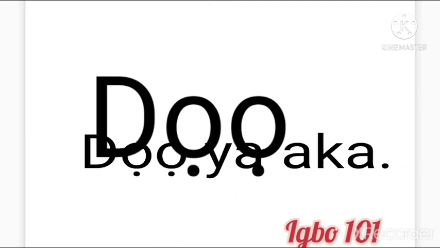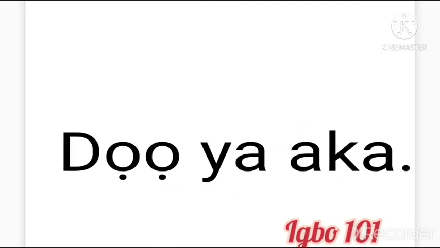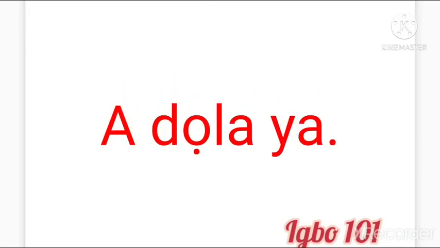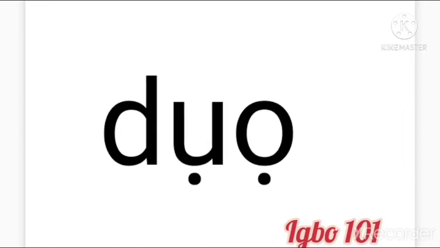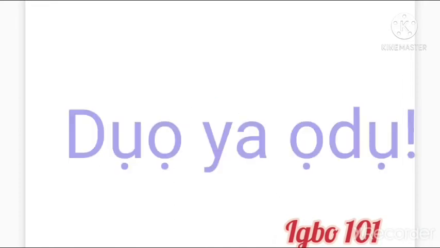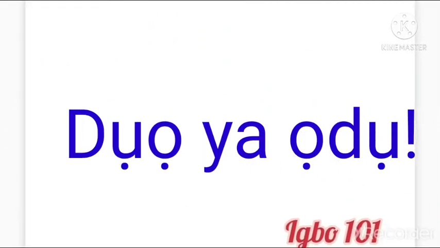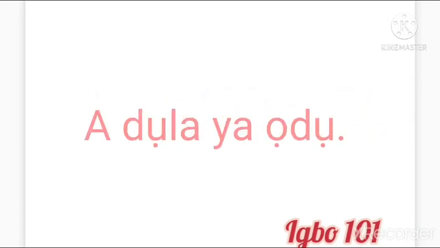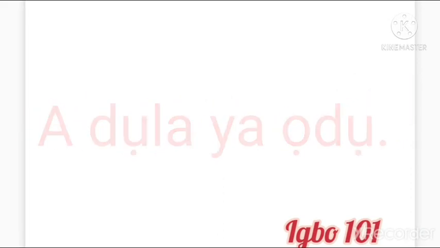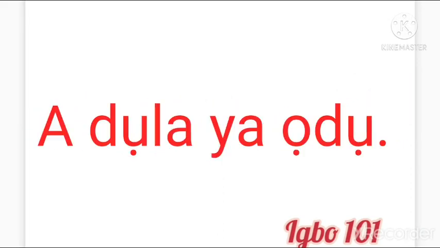So the letter D in Igbo, the next alphabet, do. Do is stretch. Doyaka, stretch it. The negative, adolayaka, don't stretch it. Duo, that is, duoyodu, to advise someone. Duoyodu, advise him. The negative, adolayodu.